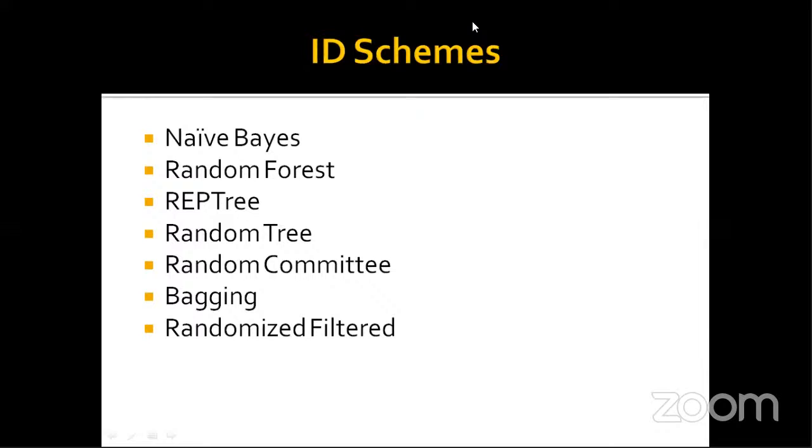So these 7 are the intrusion detection schemes which were used here. We can say these are the classifiers used to classify the normal data and the attacked data, that is, the non-intrusive data and the intrusive data in the data set we have considered. Naive Bayes, random forest, REP tree, random committee, bagging, and randomizable filtered classifier. All 7 classifiers were considered as the intrusion detection schemes.